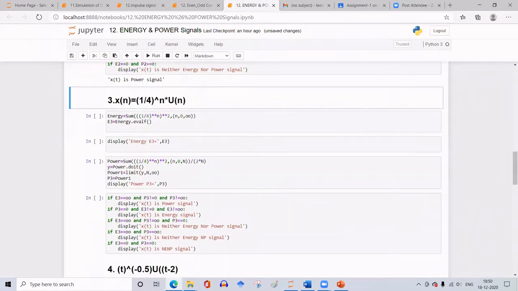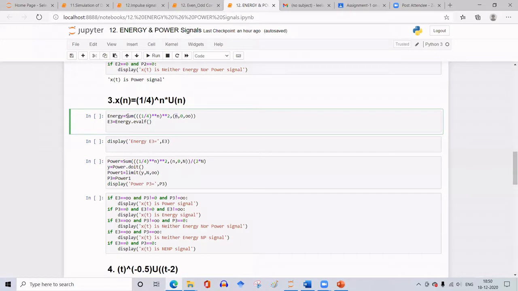So that is about continuous time signals. Then for discrete time signals, this is an example of a discrete time signal: x of n is equal to 1/4 to the power of n into u of n. So what is the energy of a discrete time signal? It is sigma of x of n raised to the power of 2, taken between minus infinity to plus infinity. Since this signal is multiplied by u of n, the limit for the summation is taken from 0 to infinity, and the variable is small n.